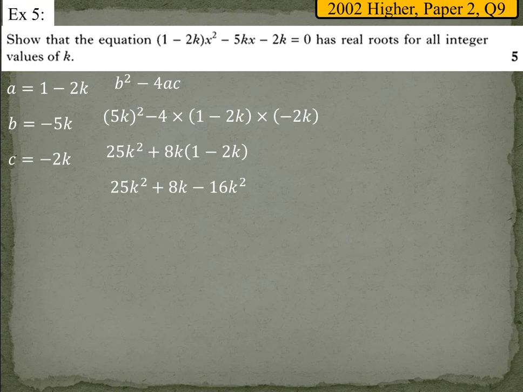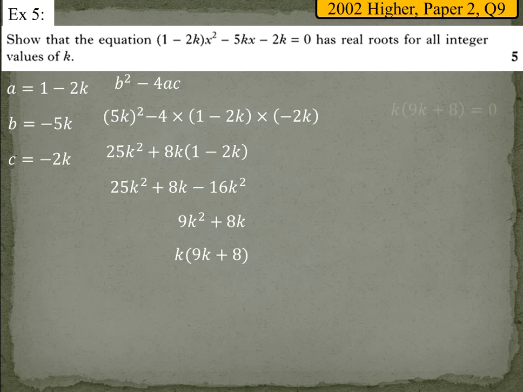We simplify down to 25k squared plus 8k minus 16k squared, which simplifies further to 9k squared plus 8k. So it does simplify down to quite a straightforward quadratic, but at this point, we don't know it's greater than or equal to 0. However, a sketch will still help us understand and interpret what needs to go on here. Because we can't solve it because we don't know what we're being asked to prove. So we need to think this through and prove it. On this occasion, a sketch will help.